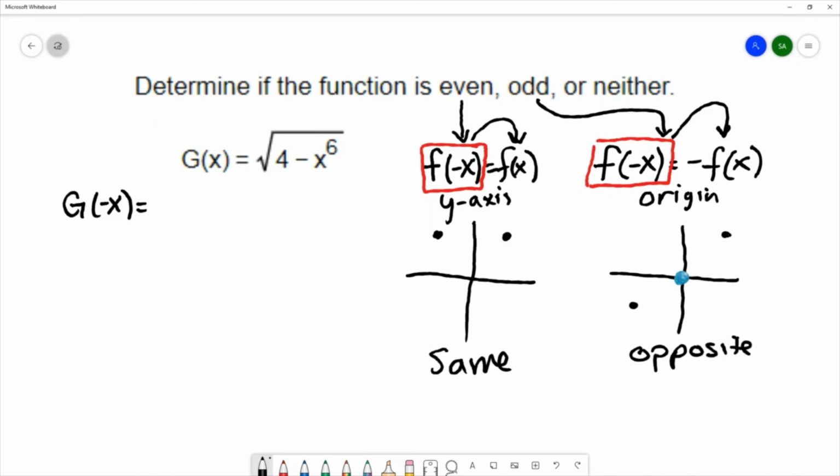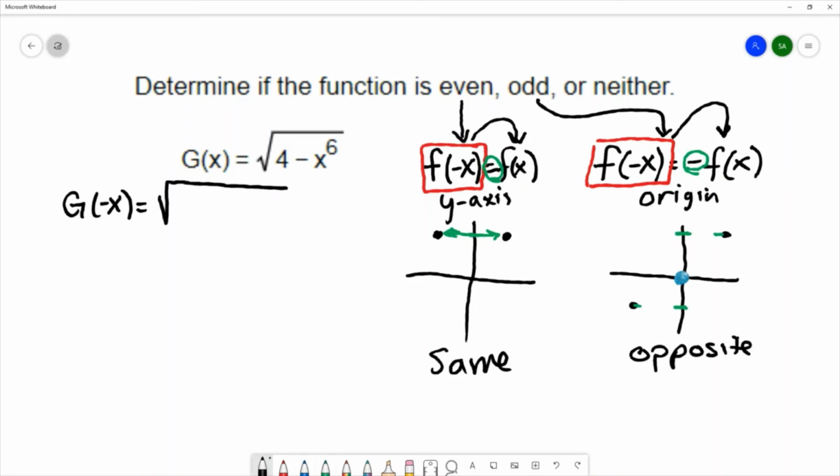So the first one, which is even, equals, the two y values equal each other, and you can see that the y values are the same here for these points. And opposite, we've got a negative here, and these y values are opposite of each other when we have origin symmetry. So I'll do the calculation g of negative x.